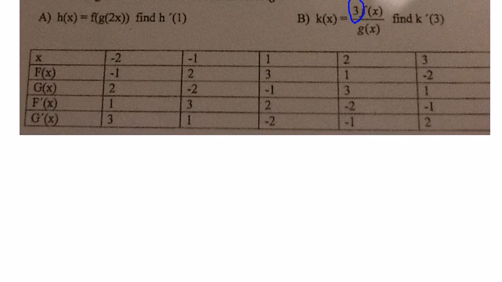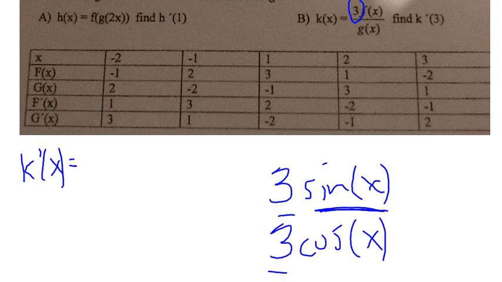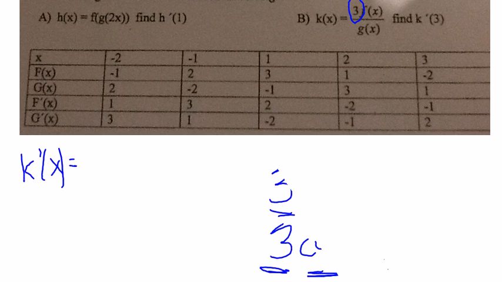The first thing I'm going to do is, I don't really want to worry about this 3, so I'm just going to put it out front of my derivative. I can do that. So k prime of x is equal to, just like if I had 3 sine of x and I asked you to derive it, you would say that's 3 cosine of x. So that 3 just stays out front. I can derive this piece and just leave the 3 out front.